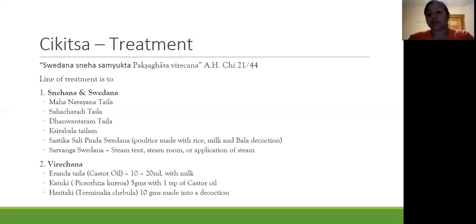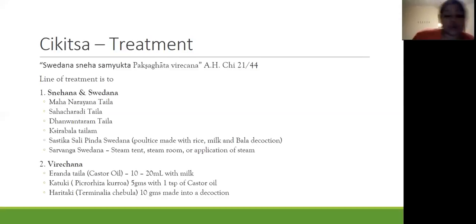Okay, so virechana is sort of the last aspect of what we really want to do to address the actual disease itself. So there are different methods of how you can induce virechana, very easy, very simple things. You can do castor oil, so around 10 to 20 ml of castor oil with milk at bedtime. That's a good way to induce virechana. Or you can use katuki, which is Picrorhiza kurroa, 5 grams of that, mixed with 1 teaspoon of castor oil, and that's again taken at bedtime. That's a very good method of inducing virechana.